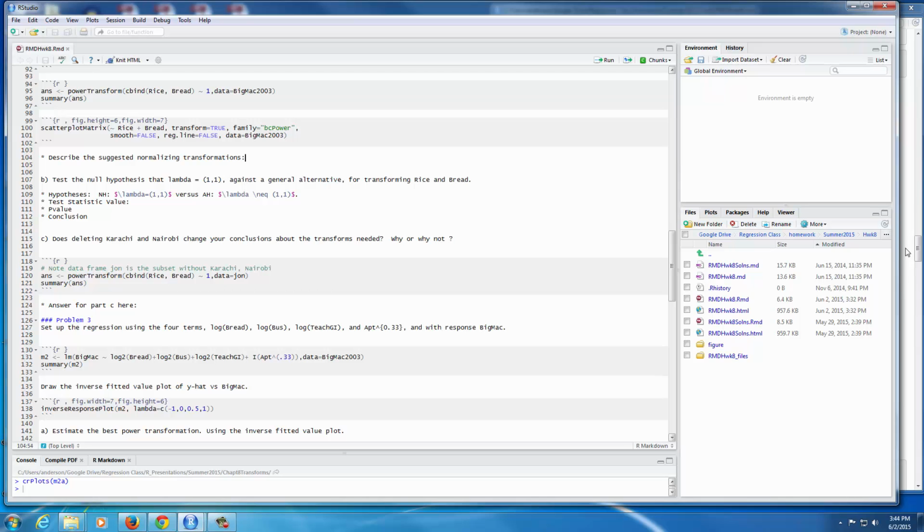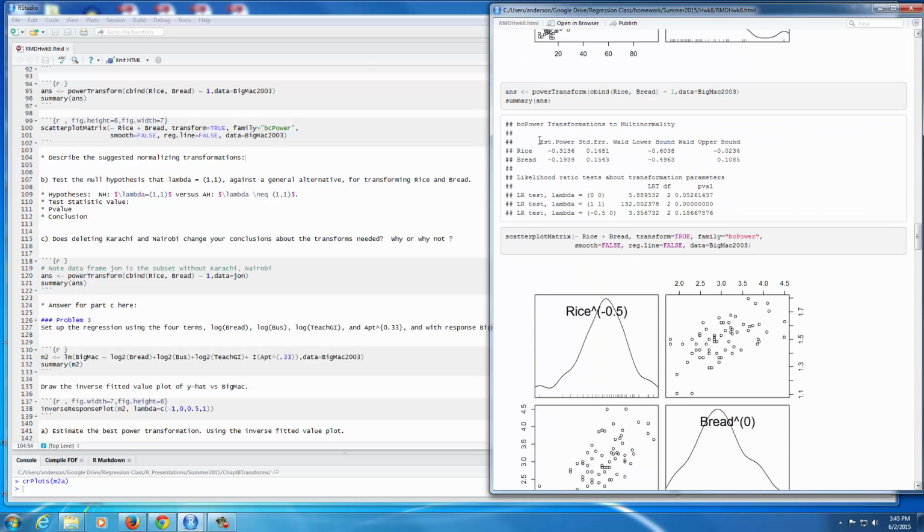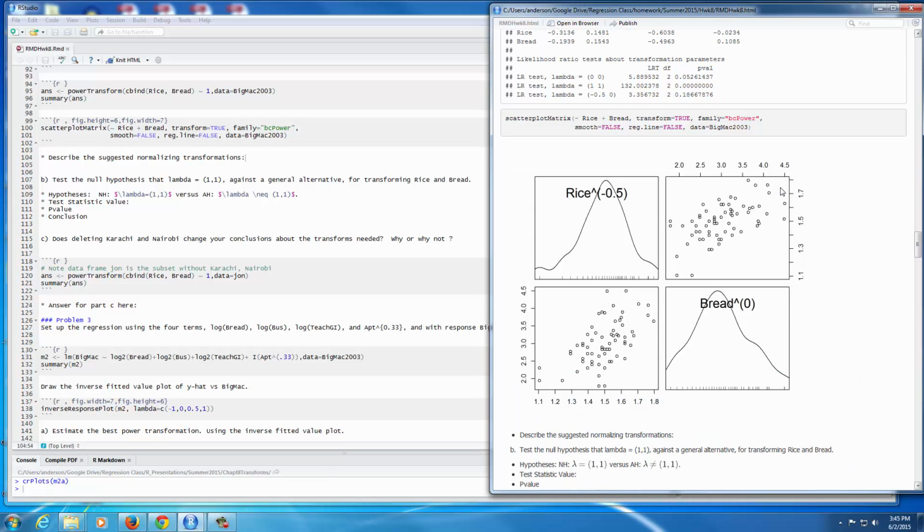And you should know enough from the notes to know that that test is carried out in the power transform command output right up here. The power transform command output that's given in the printed file contains the likelihood ratio test for testing lambda transforms of 1 and 1. And so you would use the test statistic and the degrees of freedom and the p-value that are given in the output for that test in part B.